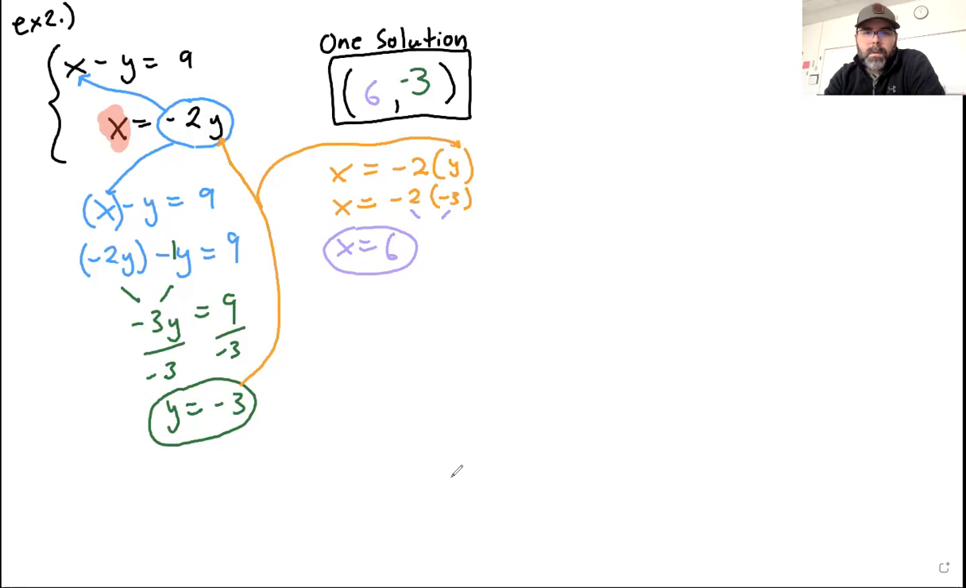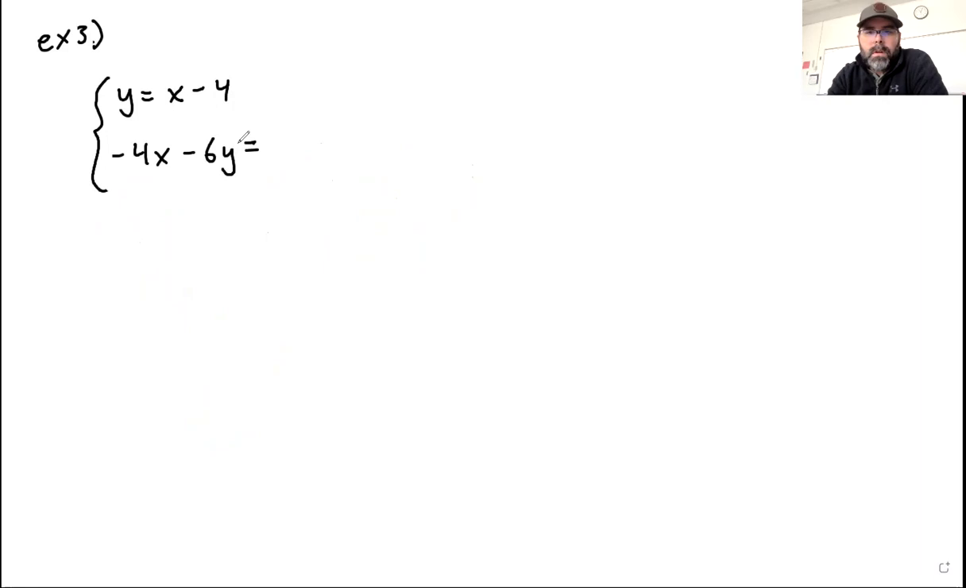All right, y equals x minus 4. Here we go. Last example. And obviously this one's going to be more challenging. Y equals x minus 4, and -4x minus 6y equals -16. Okay.